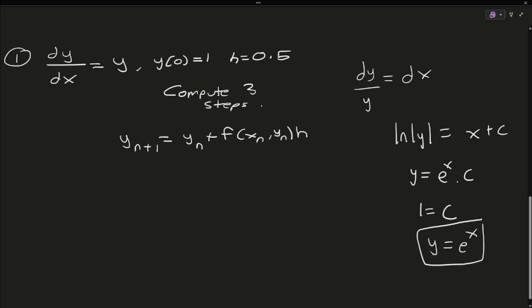Now that we have found y, we can plug in x equals 3, and our solution will be e to the 3, which is around 4.4-ish, okay?